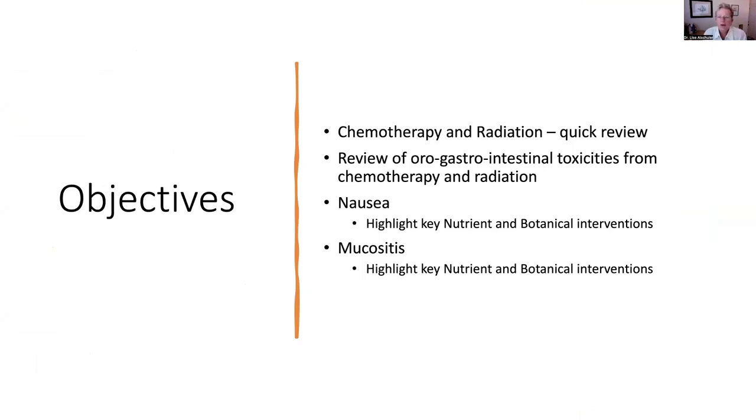What I do want to talk about is a very quick review of chemotherapy and radiation, primarily so that we can understand how and why there's damage to the digestive tract during cancer treatment. And then we'll talk a little bit about the process of toxicities, the type of toxicities. Then I'm going to give you some of my suggestions for nausea and mucositis, which really encompasses the vast majority of the remaining GI toxicities.